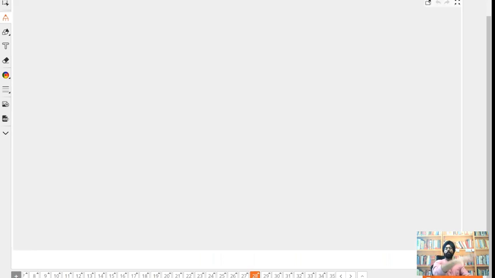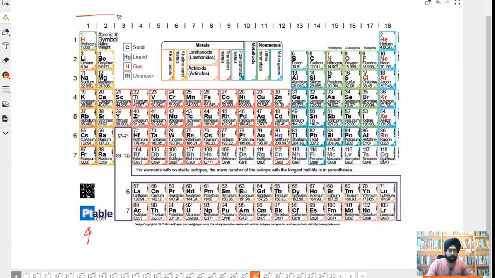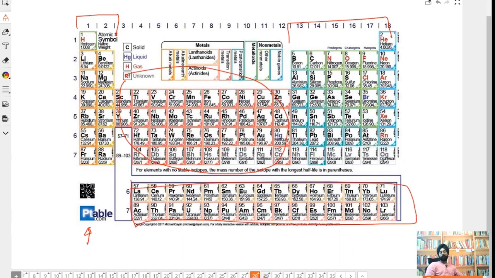So this is your modern periodic table. Again, I have taken this image from ptable.com. It is a beautiful website that I've shown you already. This is your S block. This is your P block. This is your D block. And this is your F block. Very simple. Now let us come to the S block.